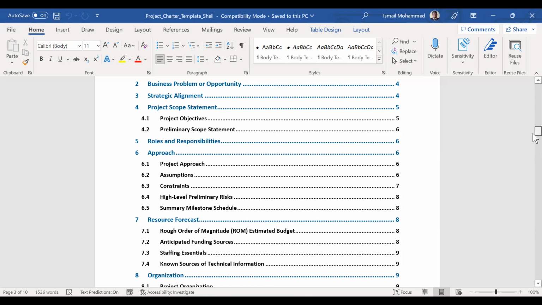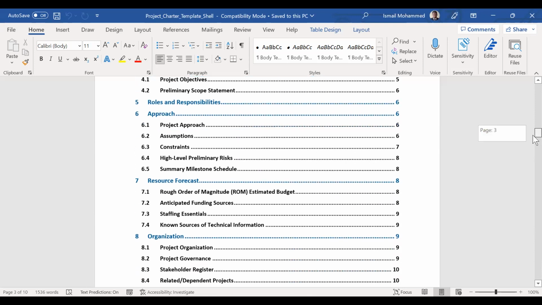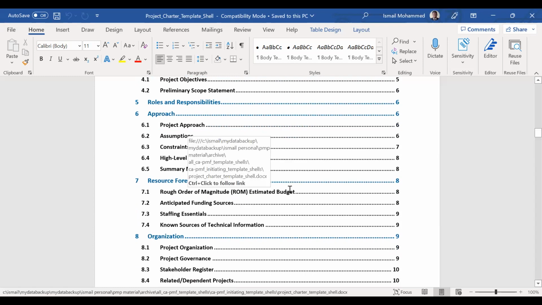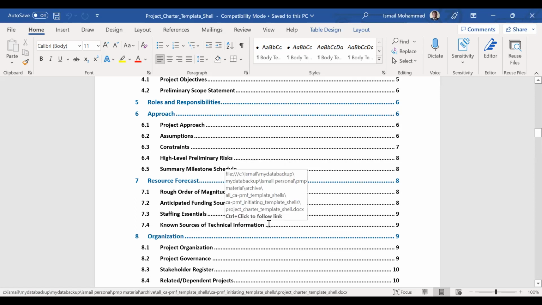And then resource forecast, this is the rough order of magnitude estimation of budget, the initial rough order budget, not the accurate one. The accurate one will be later on. So you will say, okay, based on the initial set of requirements, this is my budget, you have $100,000, $200,000. Then what are the staffing essentials required? Then technical information, what technology you are working on, all those details you will be mentioning over here.